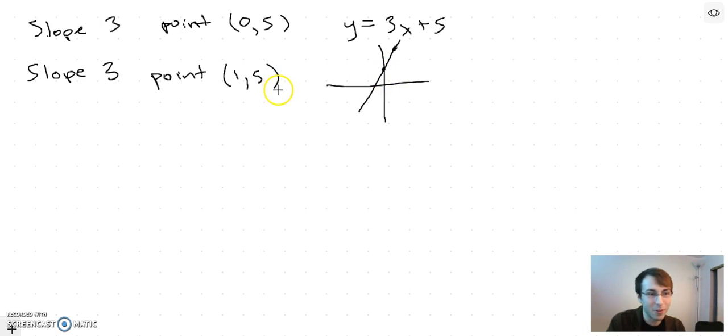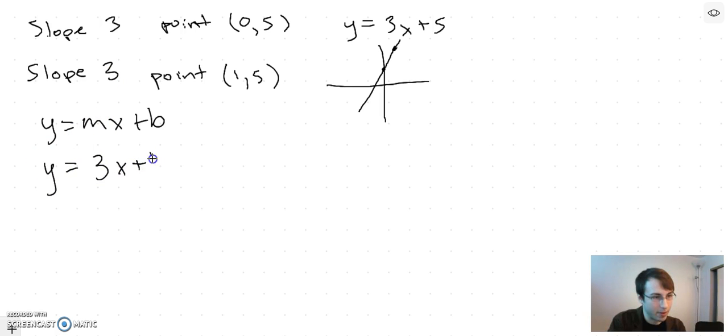Maybe we should just solve for it algebraically. That way we can know for sure what this intercept is. So we know our slope is 3, so we've got y equals mx plus b. Slope is 3, so m is 3, so y equals 3x plus b. And we still need to figure out what b is. So how can we do that?